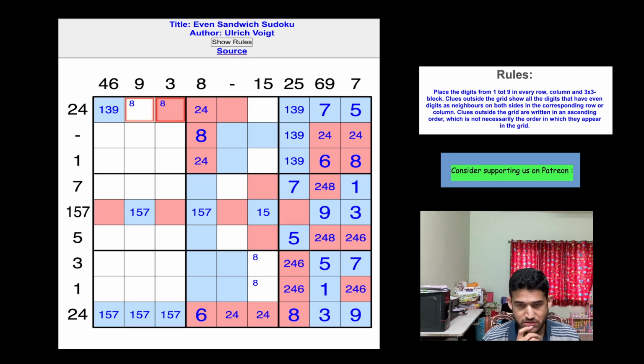What next? Okay, 1, 5, 7. I have a 5, 7 here, right? Okay, this will be 2, 4, and 6. 8 must be in one of these two cells. Okay.